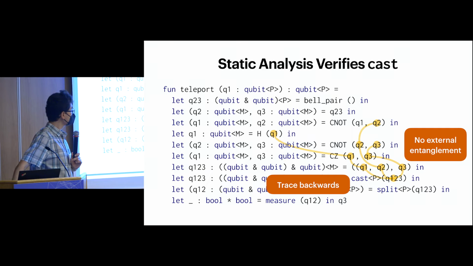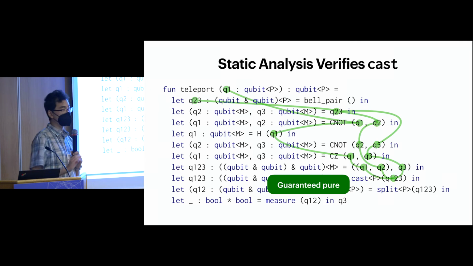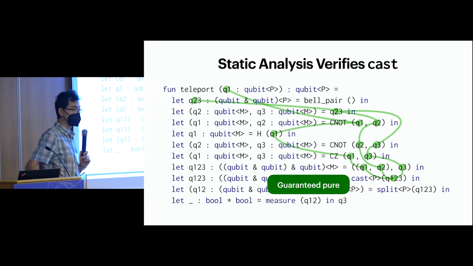Do we find any? Well, no, we only find entanglements between Q1, Q2, and Q3. We trace all the way back to, in this case, the input of the function and the output of del pair. And we know externally that these values are supposed to be pure. So at this point, it is safe for the static analysis to conclude that this value should actually be given pure type.